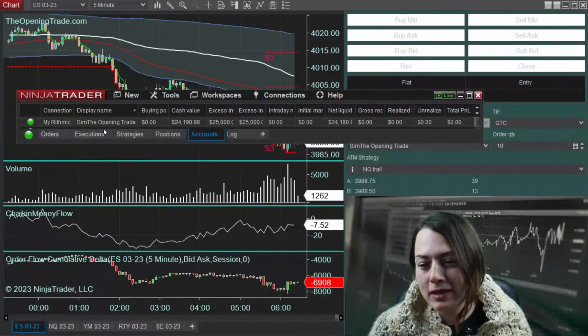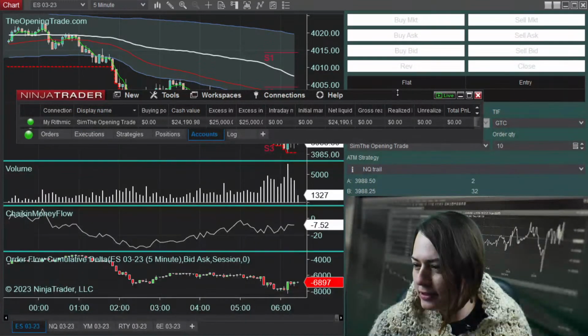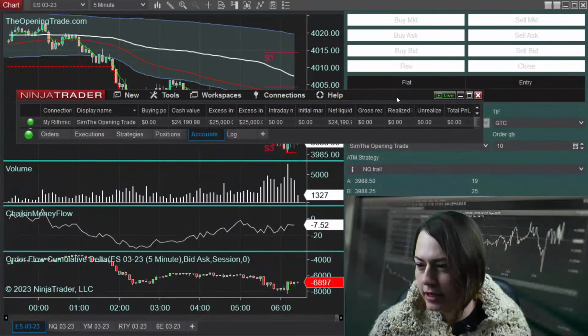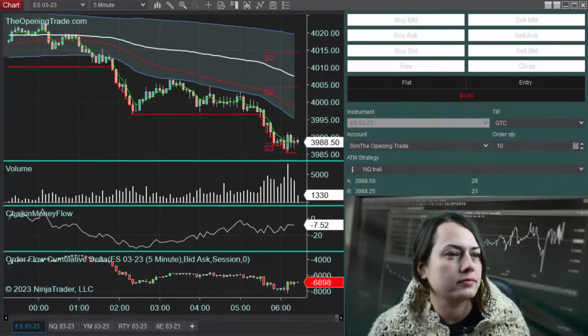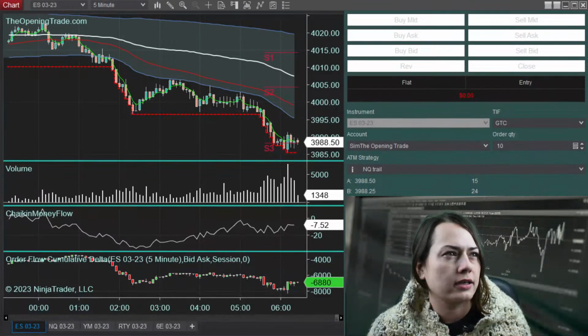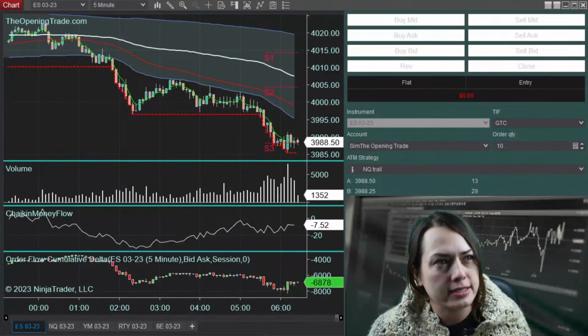Alright, so this is where we're starting off at today. So let's take a look at the back test results from the last 90 days.